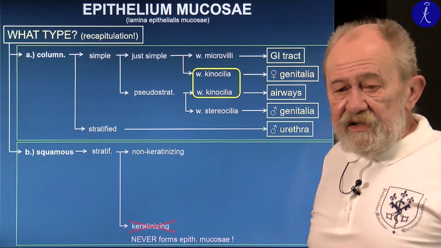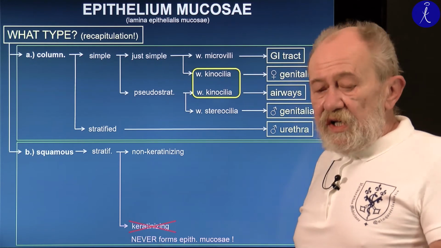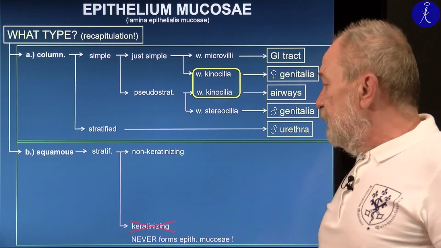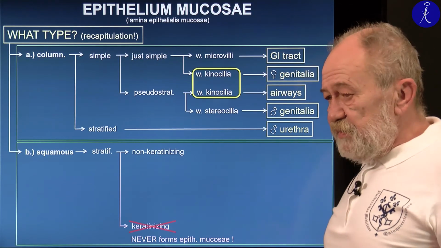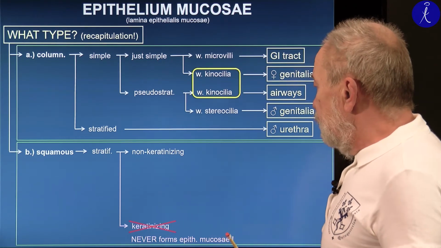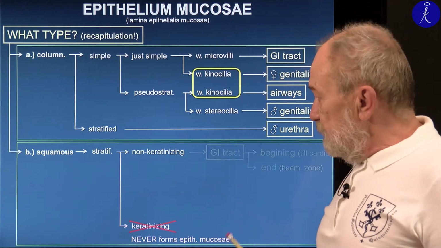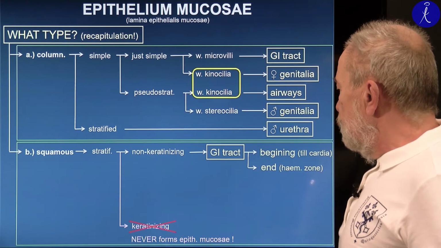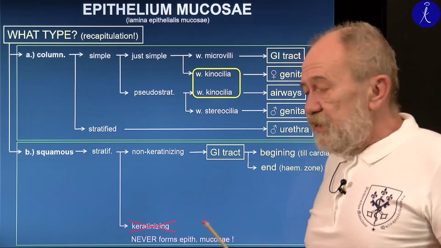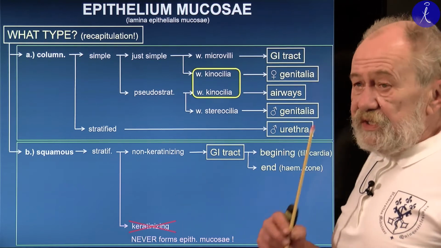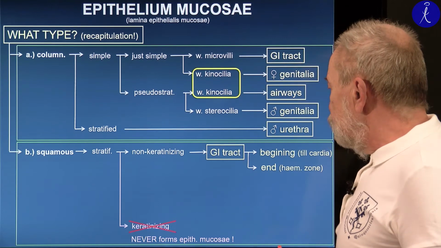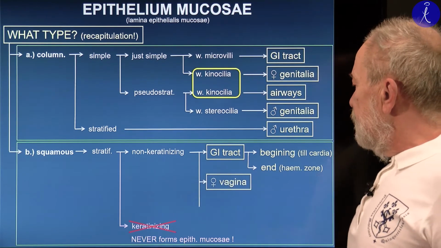The fact is that keratinizing epithelium only covers the skin, so never should be part of the mucous membrane. But we should mention this because we had slides in this semester covered by this kind of epithelium. So if non-keratinizing is the certified squamous epithelium, then could be the beginning and the end of the GI tract. The beginning, you remember, till the cardia from the oral cavity, and the end, the hemorrhoidal zone of the rectum is covered by this epithelium.